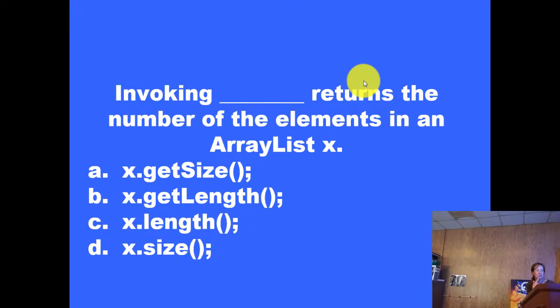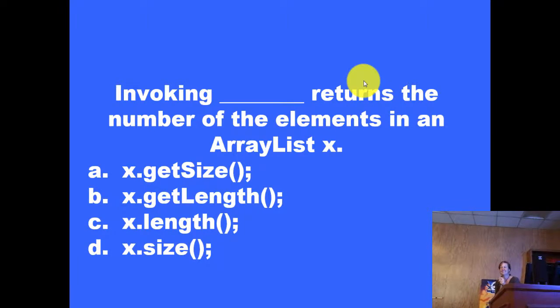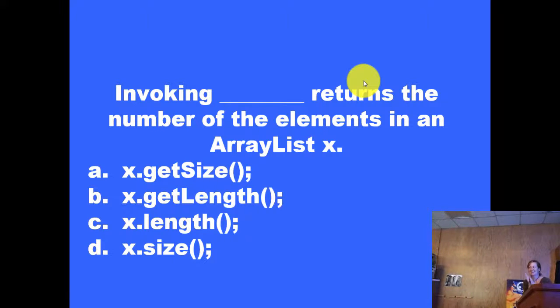Invoking blank returns the number of the elements in an ArrayList x. Got a 25% chance here. Which one? Is that B as in boy? It is D, size. So the collection classes use size. Arrays use the word length, and the collection classes all use the word size. Okay?